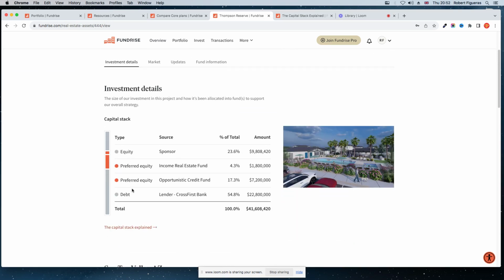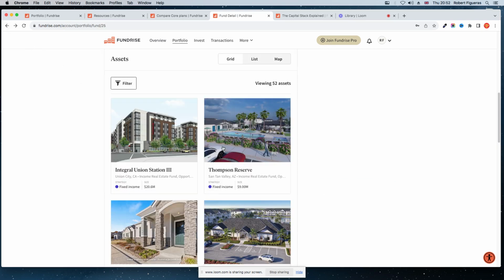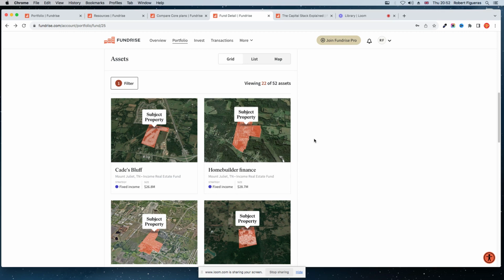You can see the breakdown, right? So in this case, Cross First Bank lent some money, about $22 million, so that would probably be repaid first, and then this particular asset sits in the middle. So they would get repaid before the developer gets paid their $9 million. So let's go back. The other thing I like to do is to check, as I said, the updates or the characteristics in some of these investments or some of these assets.